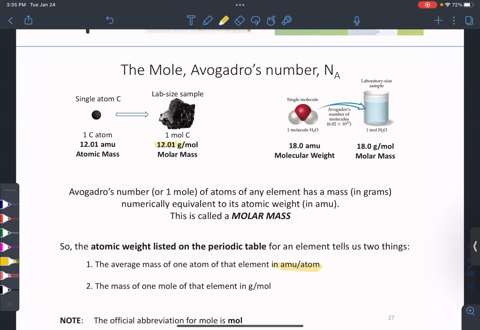A mole's worth of carbon will weigh 12.01 grams. So we don't have to use a new periodic table as long as we're working in mole amounts. So that's the beauty here. We'll talk about molar mass here soon.